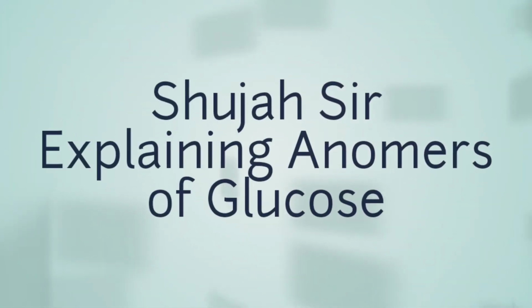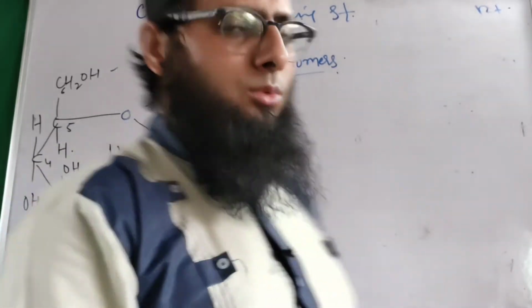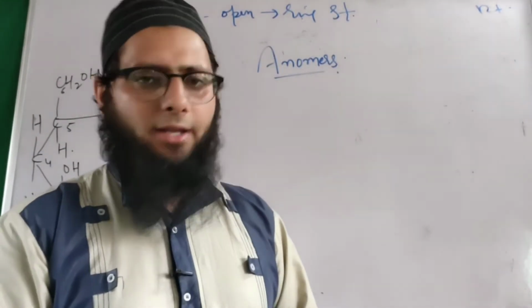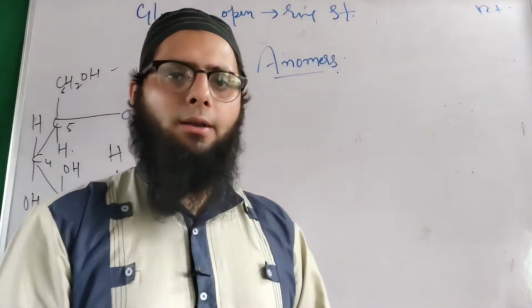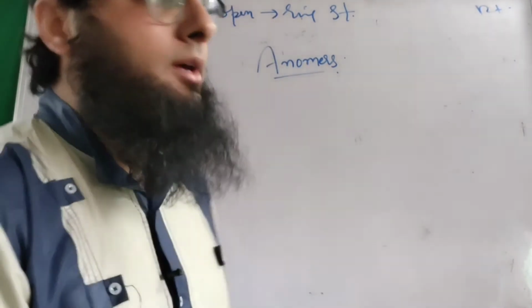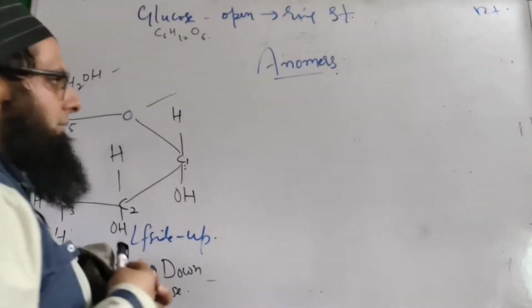So welcome back. In this video we are going to discuss the anomers. Anomers are those isomers where there is a difference in configuration of atoms at carbon number 1 in case of aldoses and carbon number 2 in case of ketoses. So let me write it over here.